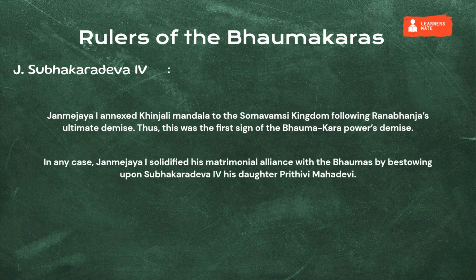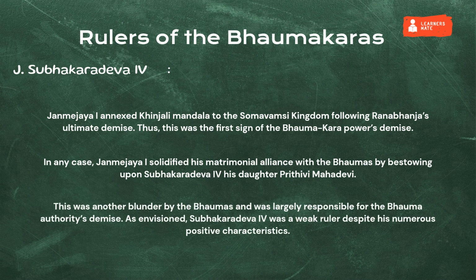In any case, Janmejaya I solidified his matrimonial alliance with the Bhaumas by bestowing upon Subhkardeva IV his daughter Prithvi Mahadevi. This was another blunder by the Bhaumas, and was largely responsible for the Bhauma authorities' demise. As envisioned, Subhkardeva IV was a weak ruler despite his numerous positive characteristics.